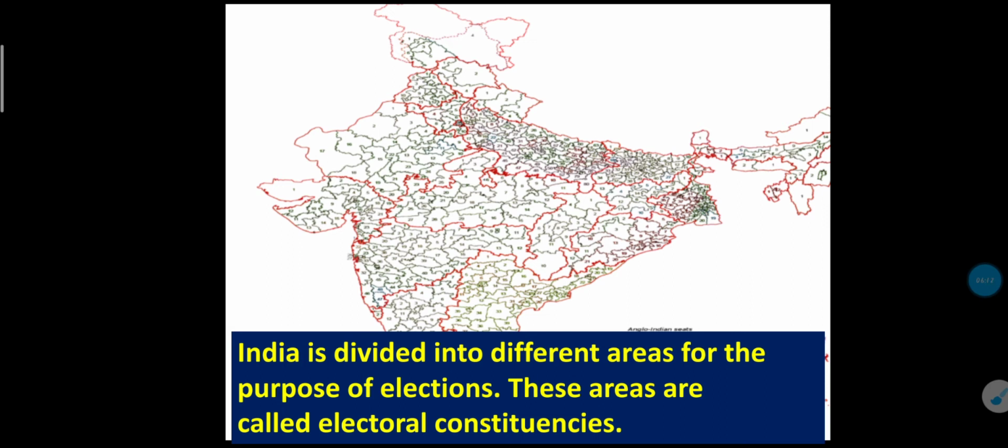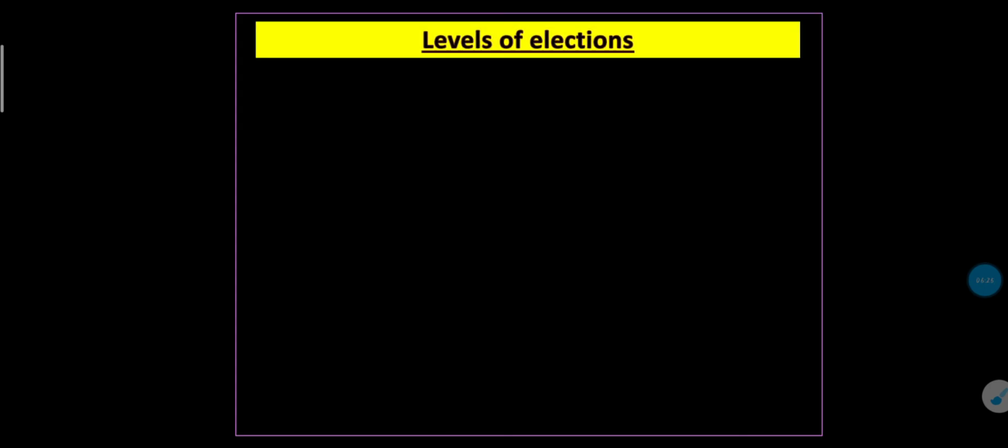And from each and every constituency, there is one representative who represents their own particular area, just like a class monitor. So this is called electoral constituencies. Now we have to know the levels of the election. You already understand the types of election. In our country, the election is conducted at two levels.